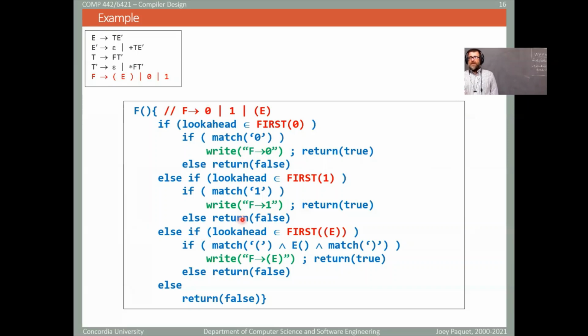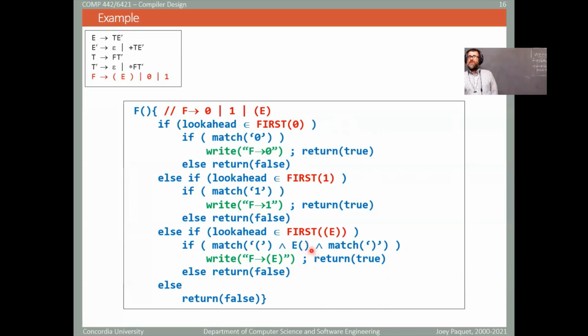Which would be impossible, but let's keep it for the form. And then if not, then if the lookahead symbol is in the first of E between parentheses, which is open parenthesis, then I match open parenthesis, then call E, which would make me go back to the top again and parse an E that happens to be between the parentheses, and do this all over again.